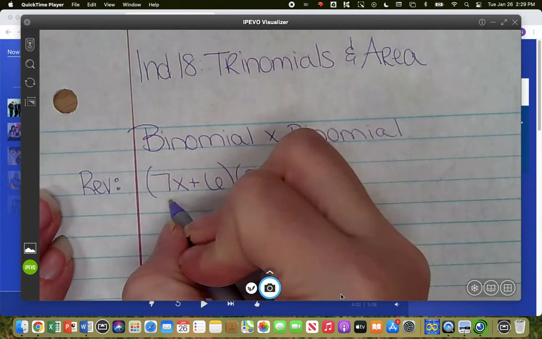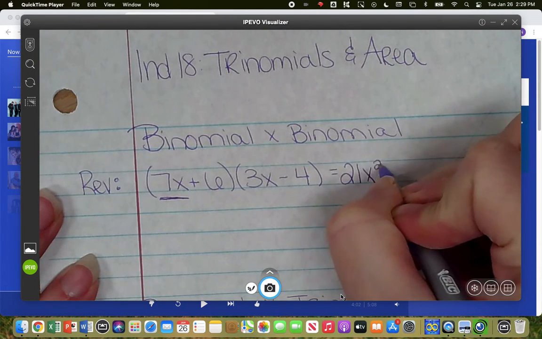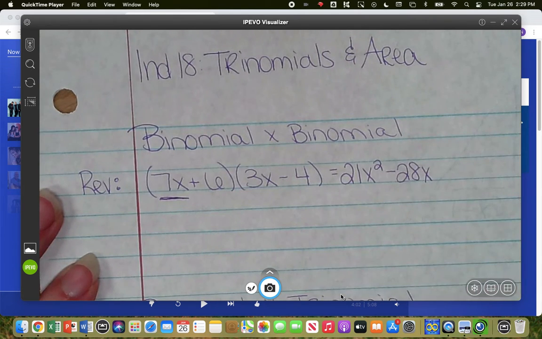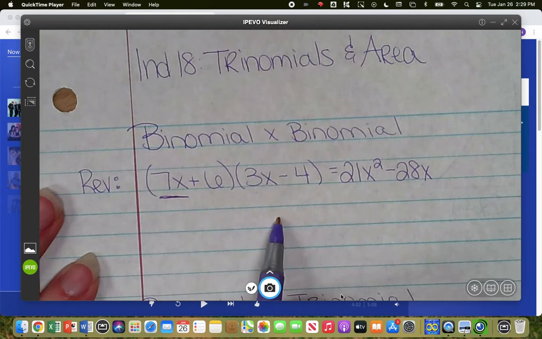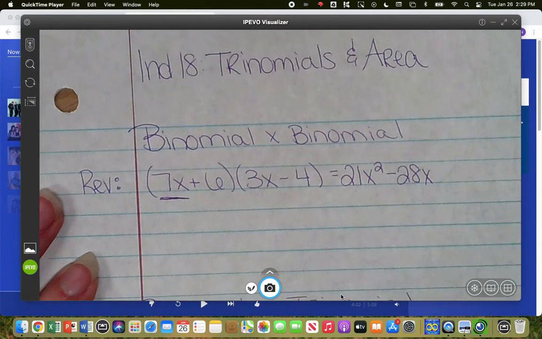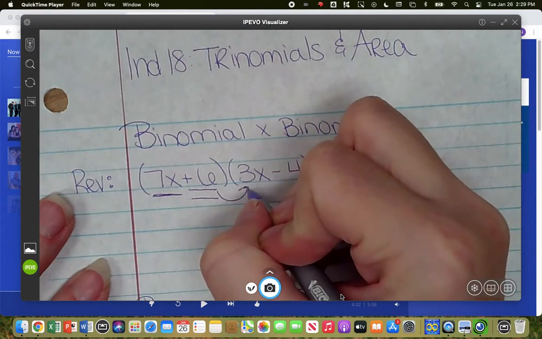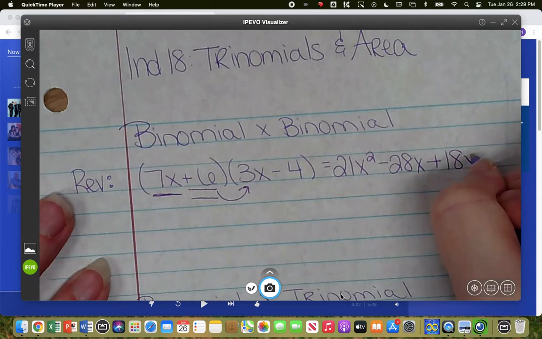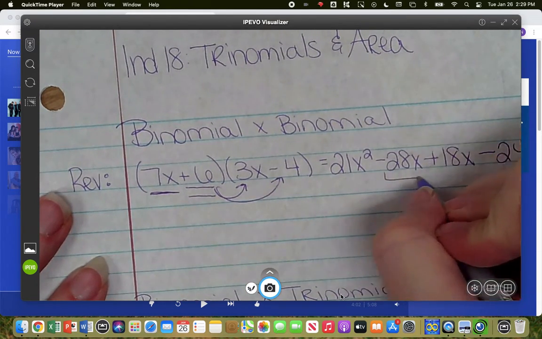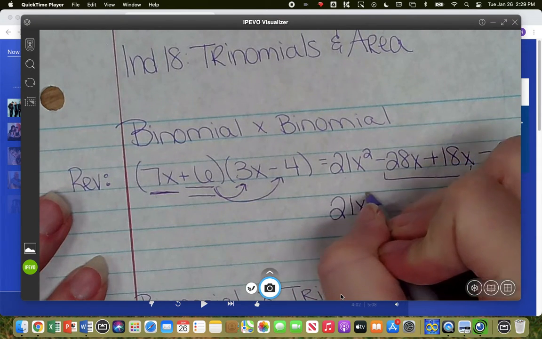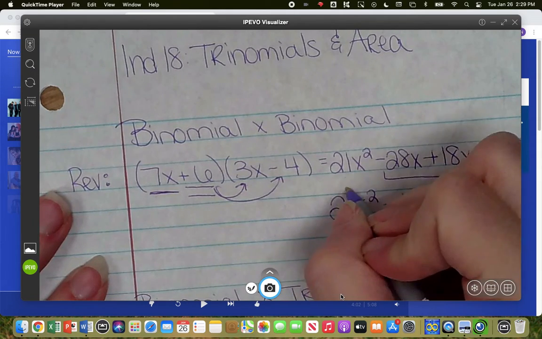twice. So the first thing we're going to do is distribute that 7x, which gives me 21x squared minus 28x. 7 times 3 is 21, x times x is x squared, 7x times negative 4 gives me that negative 28x. Then we're going to distribute the plus 6. So 6 times 3x is an 18x, and 6 times negative 4 gives me that negative 24. And then we can combine our like terms, so we get 21x squared. That gives me a negative 10x minus 24.